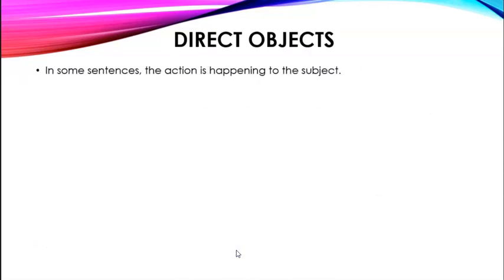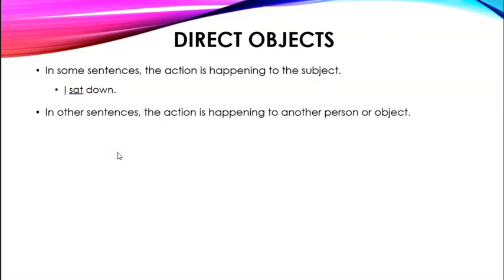So, a direct object. In some sentences, the action is happening to the subject. I sat down. Okay? In this sentence, we have an action verb, sat. I'm doing the sitting, and I sat down. Down is modifying sat, and the action is happening to me. I'm the one doing the sitting, the subject. In other sentences, though, the action is happening to another person or object. The subject is doing something to someone or something else.